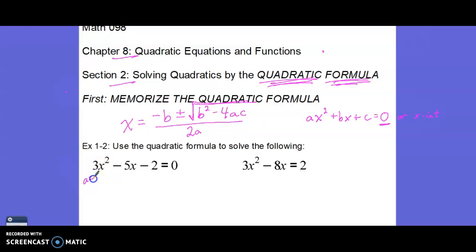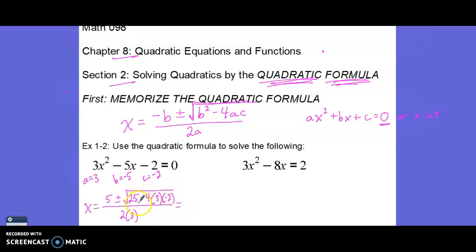So make sure that you understand that a is 3 in this problem, b is negative 5, and c is negative 2. So when we go to the quadratic formula, we get negative b, so positive 5, plus or minus the square root of negative 5, once you square it, is positive 25, minus 4 times 3 times negative 2, all over 2 times your a value, which is 3.